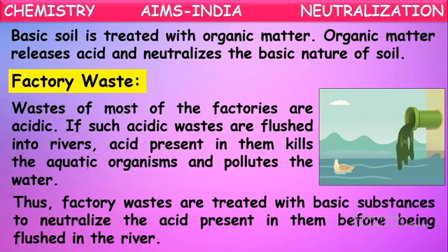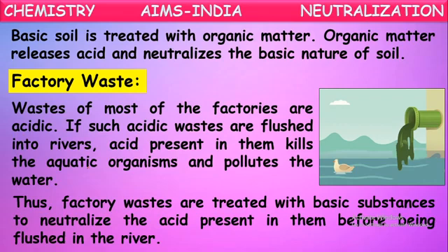Yes. So to avoid this harm to the aquatic animals and to avoid the pollution of water, before releasing these factory wastewaters into the rivers and lakes, they are treated with certain basic substances so that the acids present in the wastewater will be neutralized, and then they will be released. So they won't cause any harm to the aquatic organisms and they won't pollute the water. In this way factory waste undergoes a neutralization reaction before releasing into rivers and lakes. This is to be done.